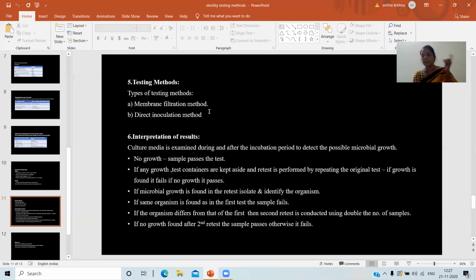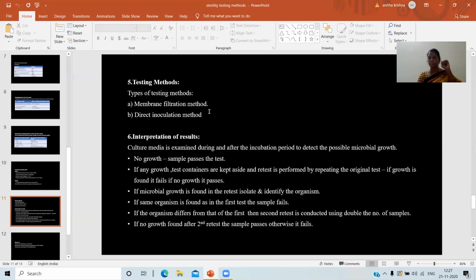Then, if any microbial growth is found, try to isolate the organism from it. As we said, if there is any growth, you keep that aside, then isolate the organism. If you perform the test a second time and have the same kind of organism, that means it fails. If the organism is a different kind, then again you have to perform the test, taking double the number of samples. If there is no growth, it passes. If there is growth, it fails.